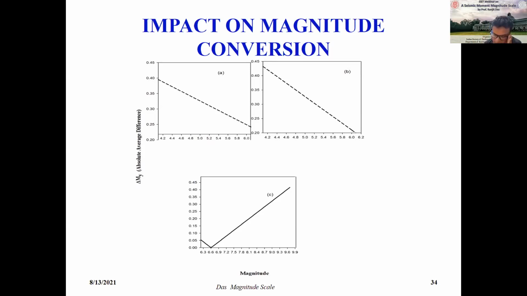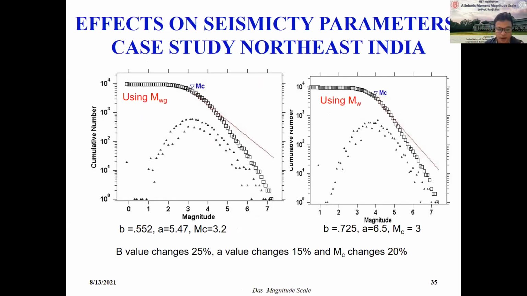So this analysis will influence the seismicity parameters. We found out how the seismicity parameters vary on using the MW or MWG scales. We found the b value will change around 25%, the a value 15%, and Mc 20%. This is a case study for Northeast India data. It may vary with respect to different regions.